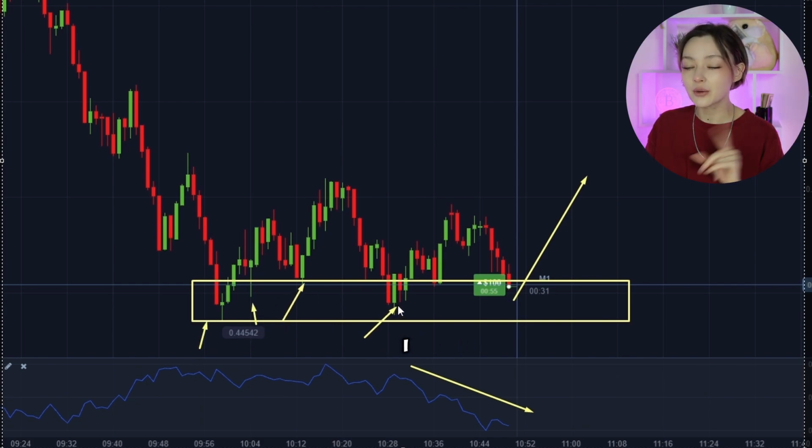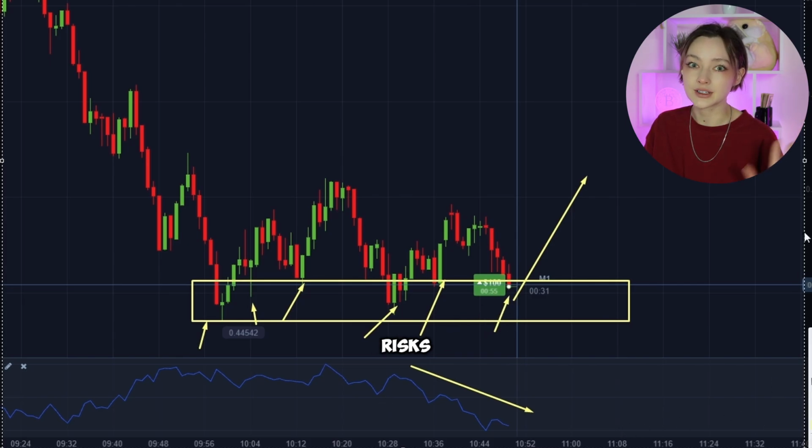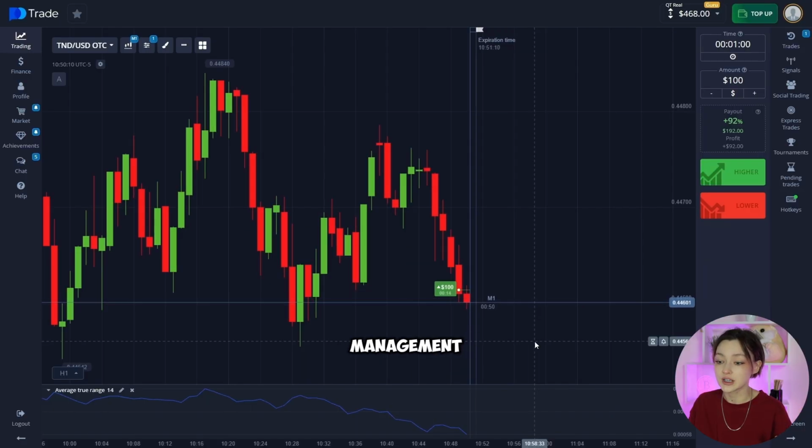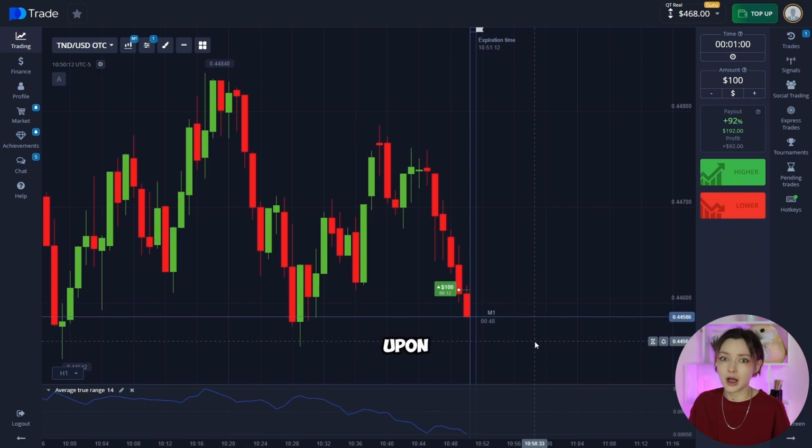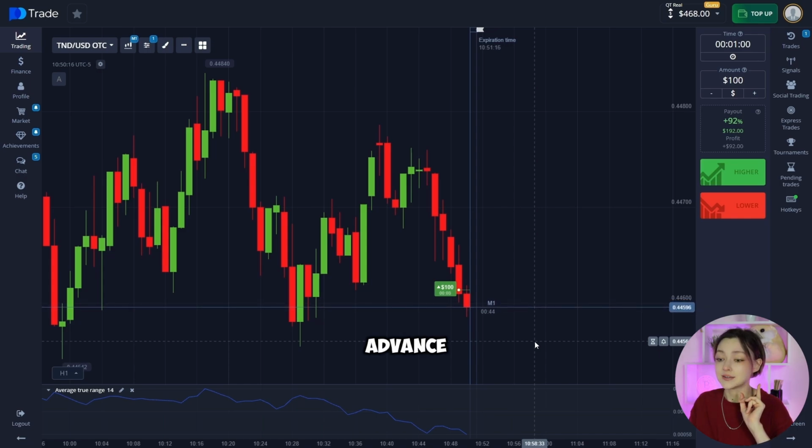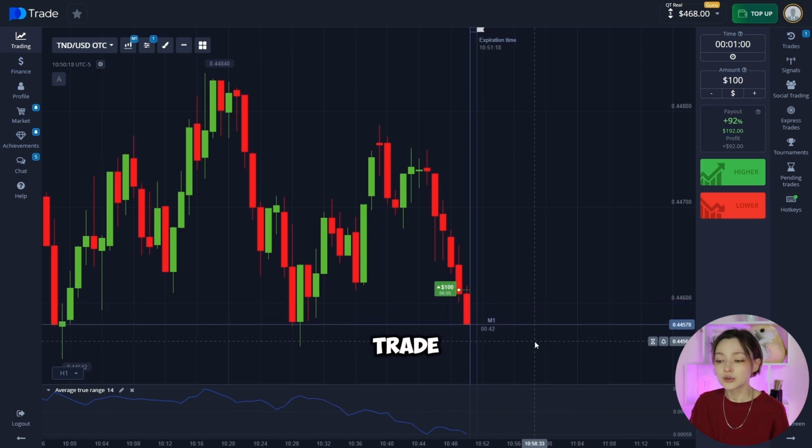The second tip I want to give you guys is that you should be mindful of all the risks and always follow your risk management, because you will stumble upon a failed trade sooner or later, and you gotta be prepared for that in advance to either open a cover trade or pause for a little while.